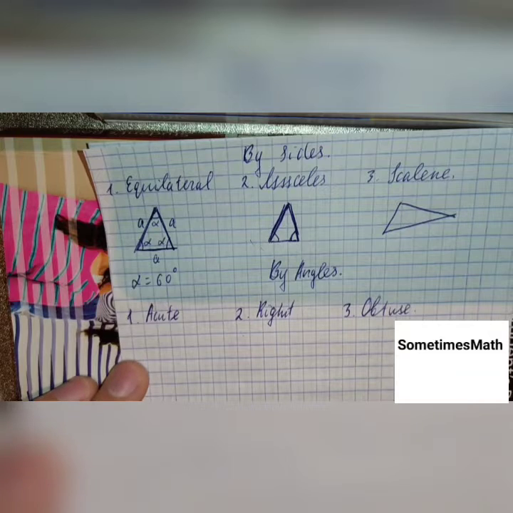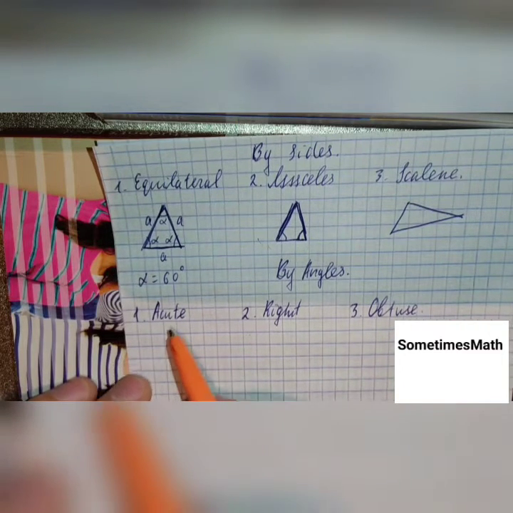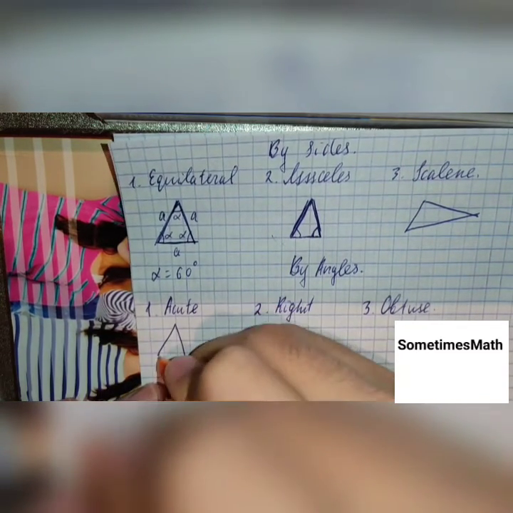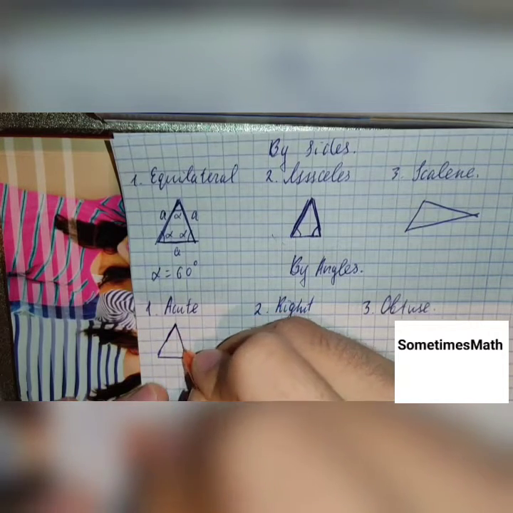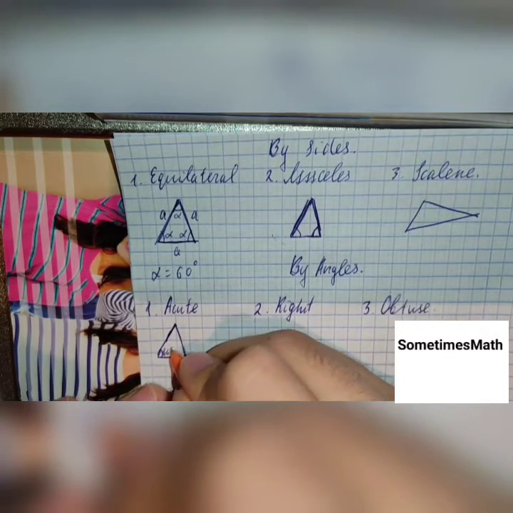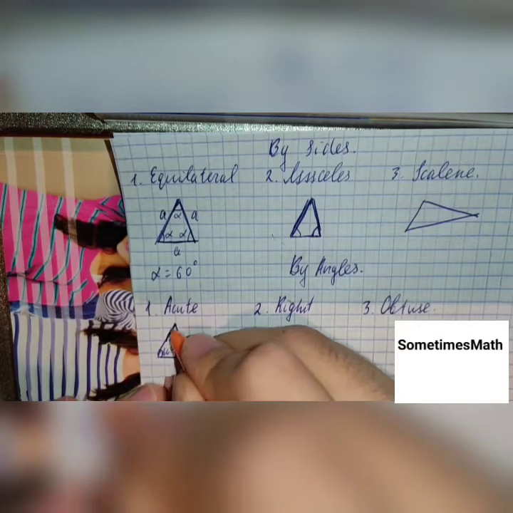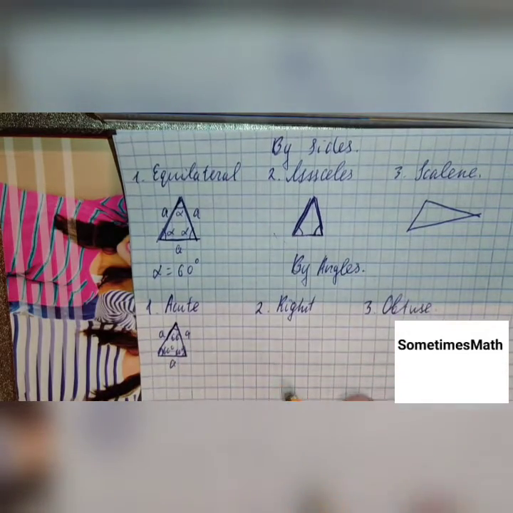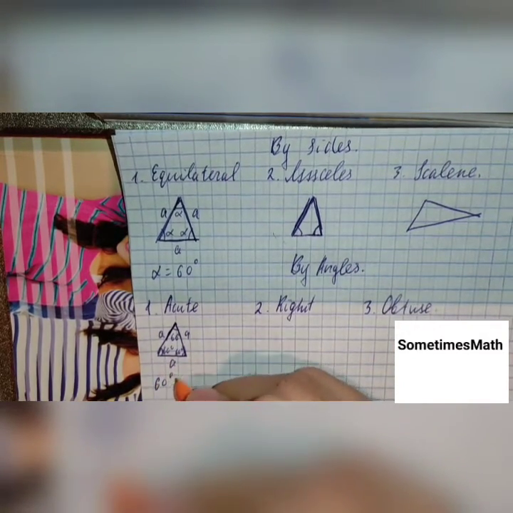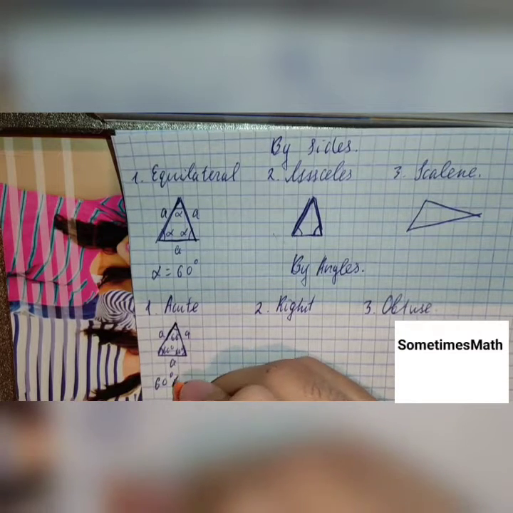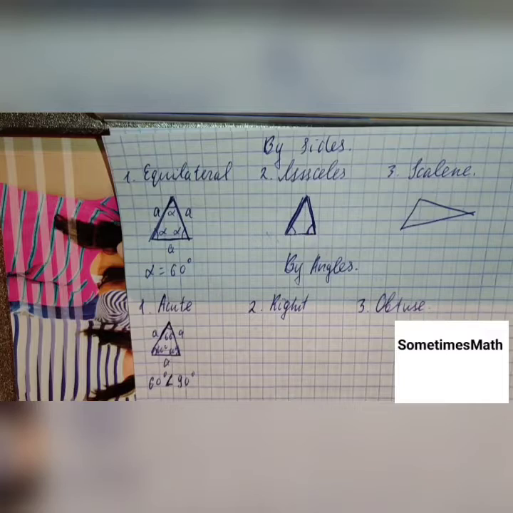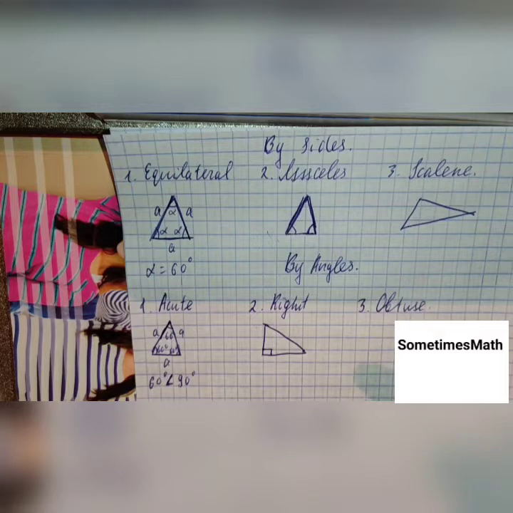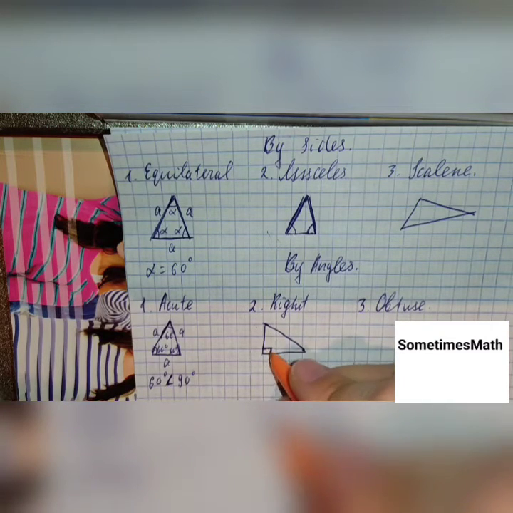Acute triangle. The angles of the acute triangle are less than 90 degrees. For example, this is my acute triangle. 60 degrees, 60 degrees, and 60 degrees. This also is an equilateral triangle. 60 degrees is less than 90 degrees. Right triangle. This is right triangle. Right triangle has a 90 degree angle.